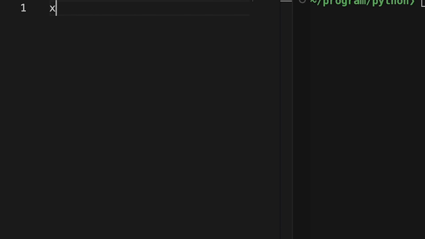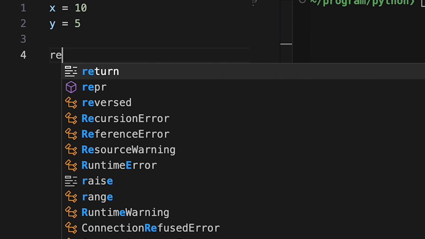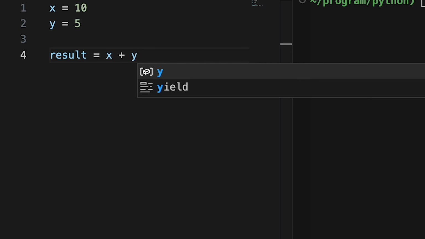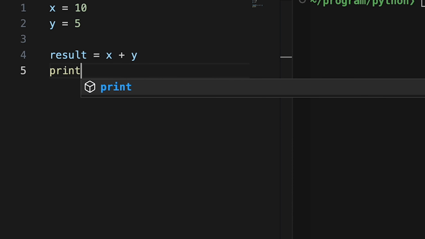So let's say x, so this is a variable, equal 10. It's easy, right? So we define one more. So y equal 5. And then let's calculate. So result equal x plus y. And then let's print out result.